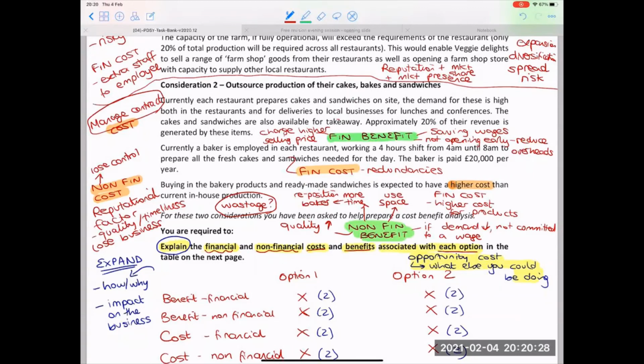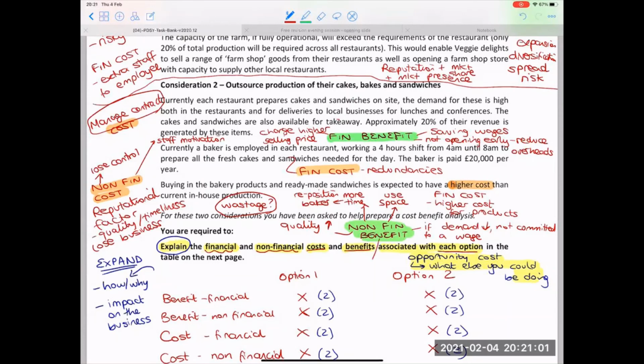Staff motivation is definitely a non-financial cost. Whenever we outsource, it does have an impact on the staff that are left. If you've ever been somewhere where part of the business has been shut down because it's been outsourced, it definitely impacts the people that are left. It makes you more concerned about your position. It makes you question it a bit more and be a bit more reticent. Oh, non-financial benefit, larger range of products.